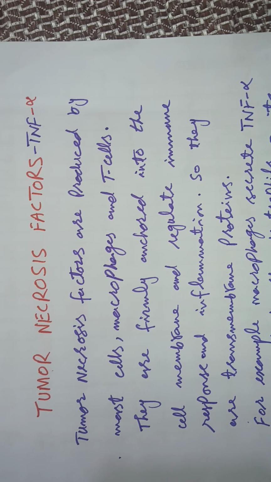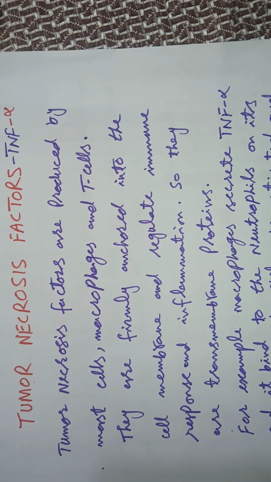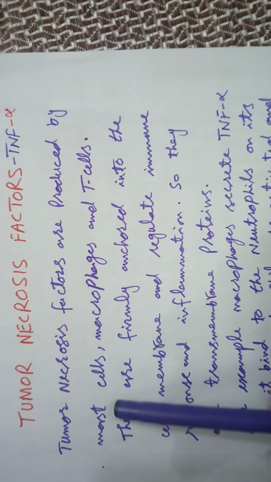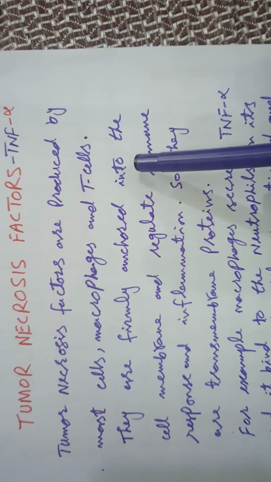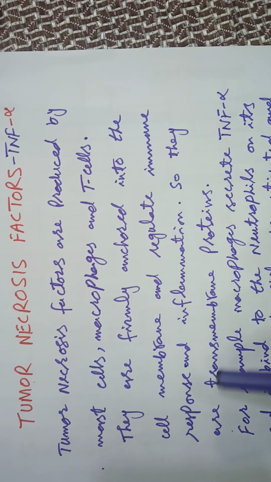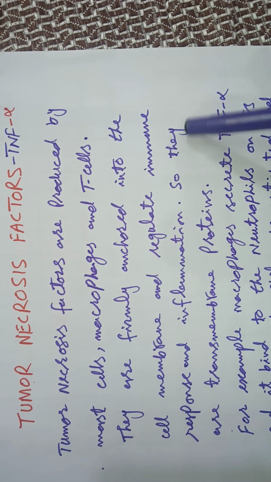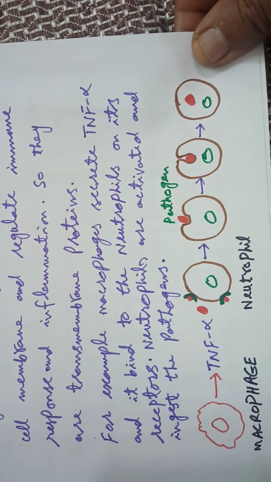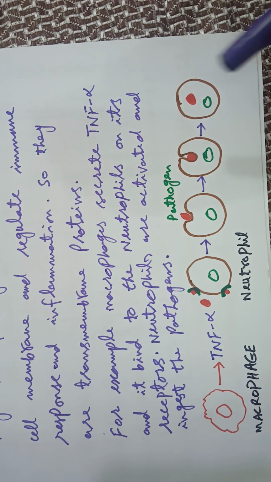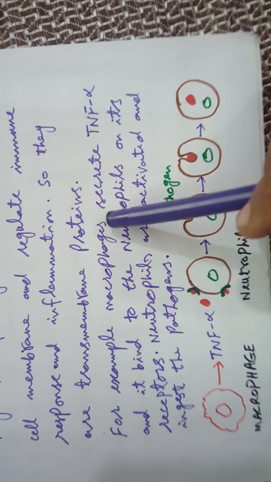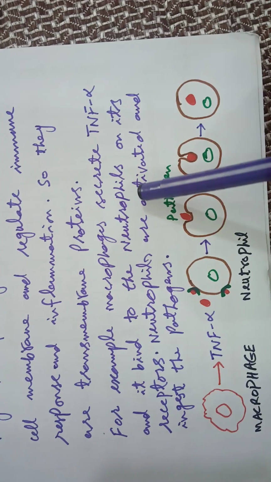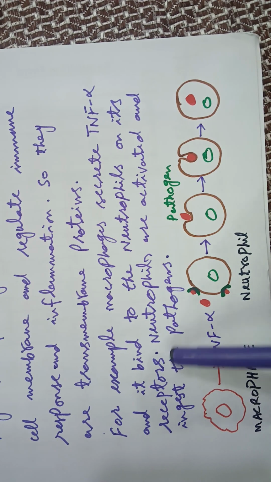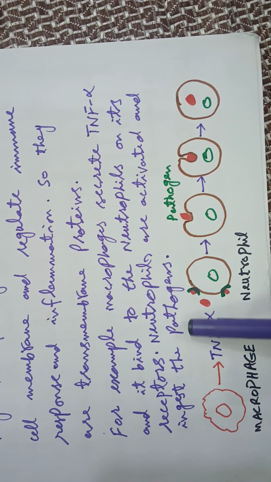Tumor necrosis factors. Tumor necrosis factors are produced by mast cells, macrophages, and T cells. They are firmly anchored in the cell membrane and regulate immune response and inflammation. So they are transmembrane proteins. For example, macrophages secrete TNF alpha and it binds to neutrophils on their receptors. So neutrophils are activated and ingest the pathogens.